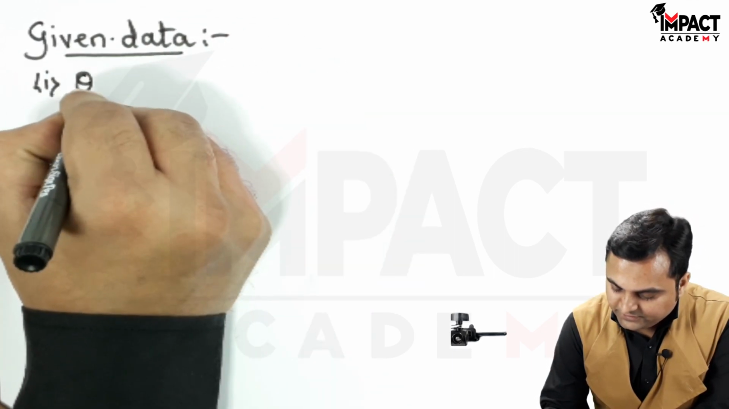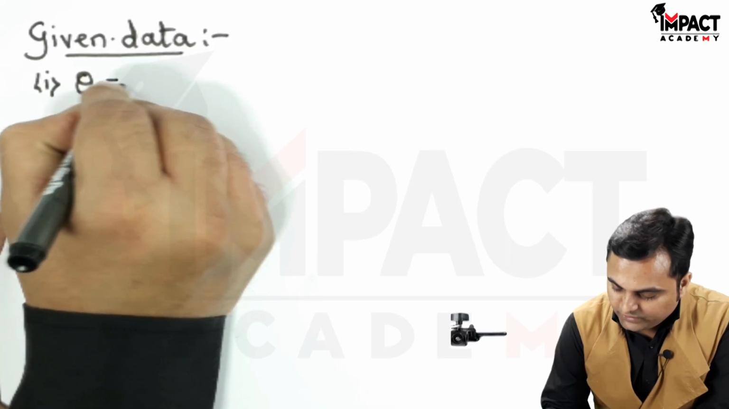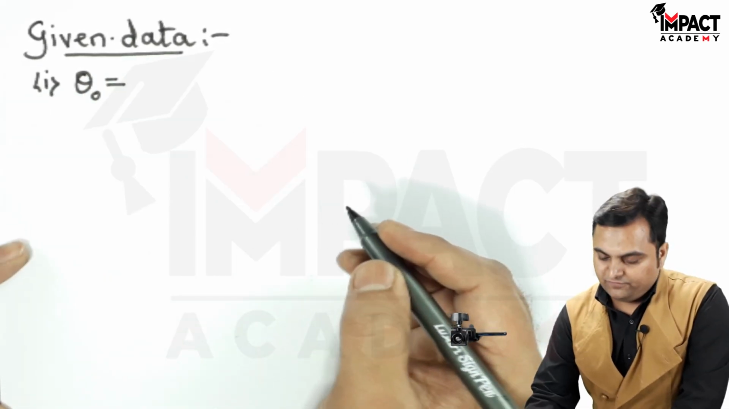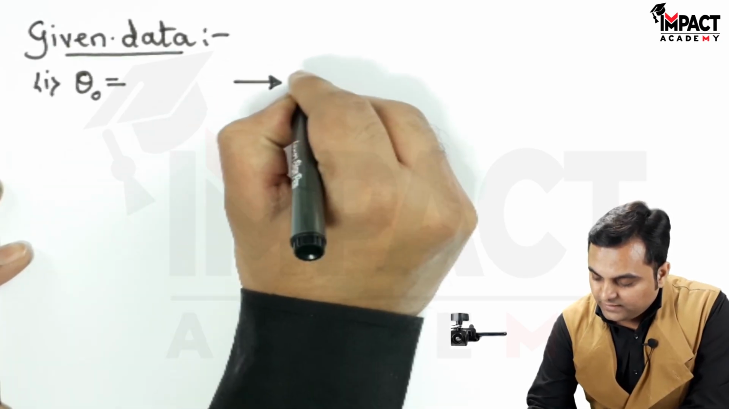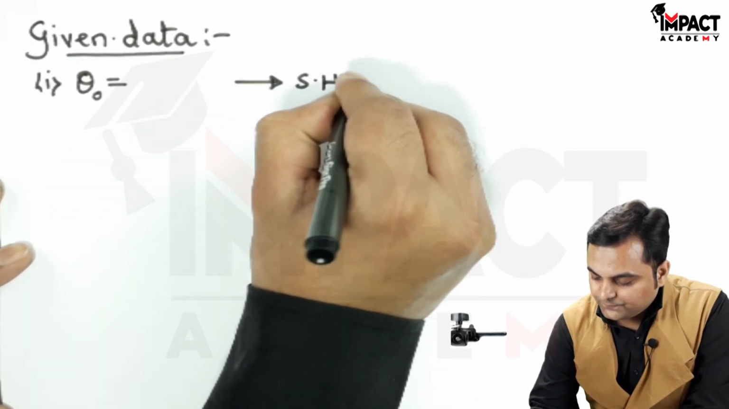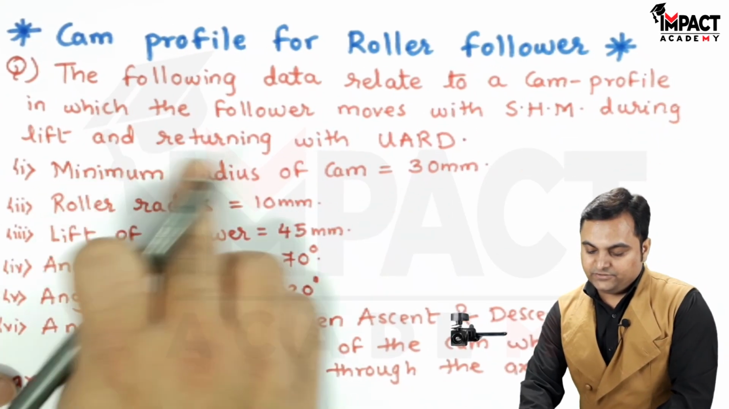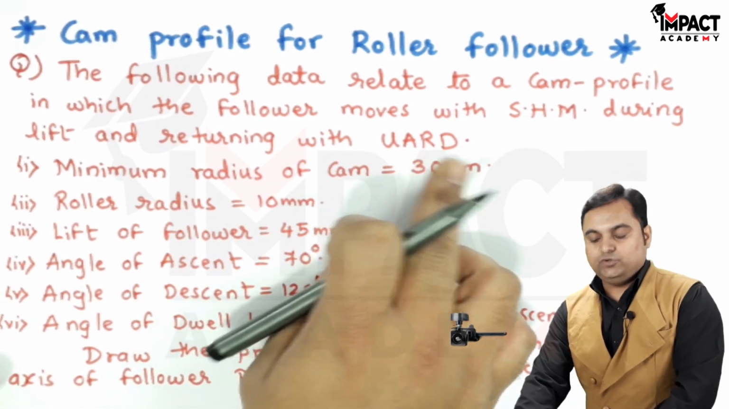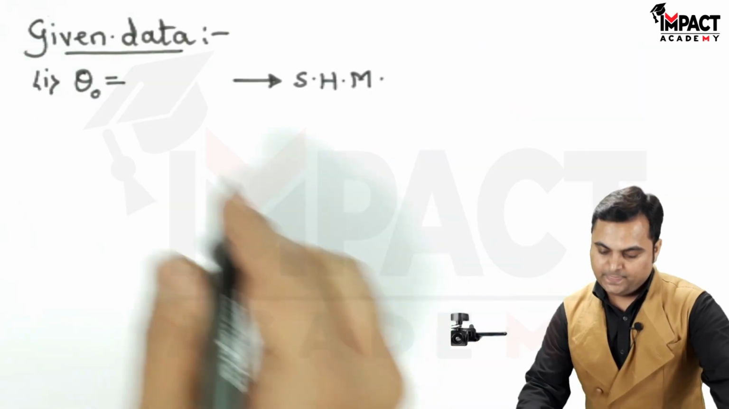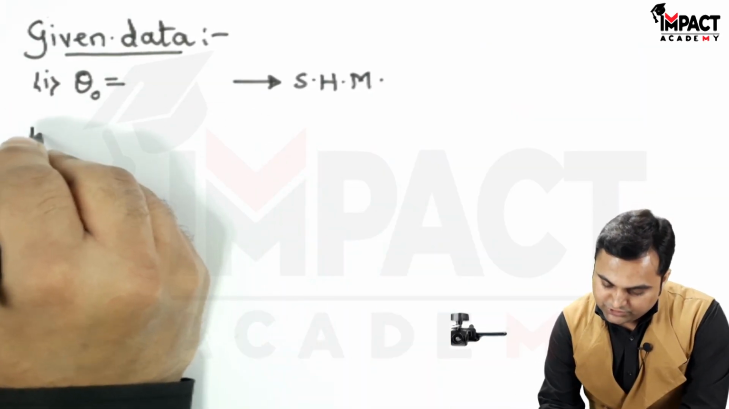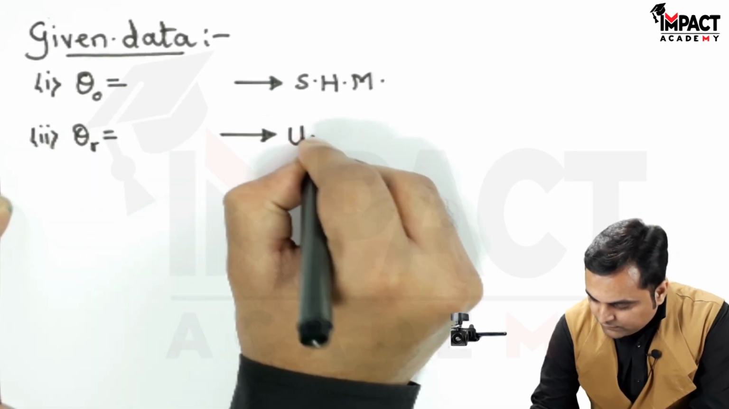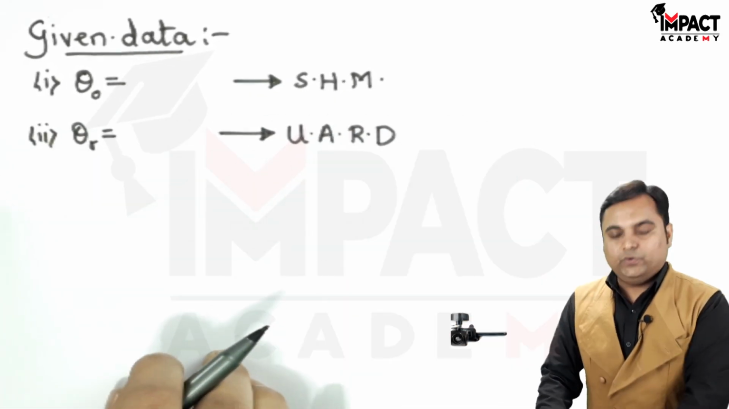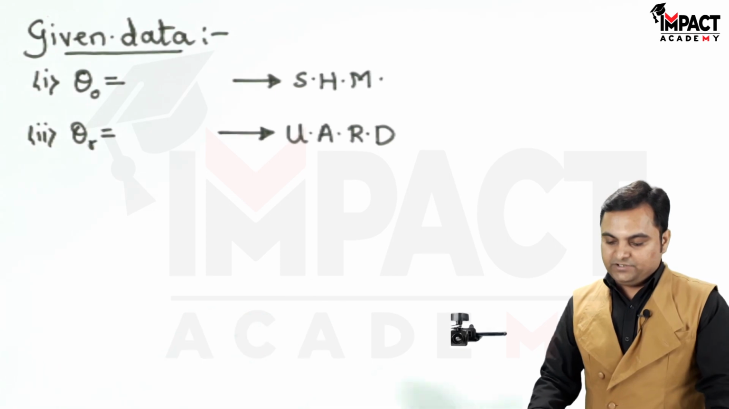So I am writing theta out. We will see later what value is given for that angle, but it is said that the outstroke is with S.H.M., simple harmonic motion, and returning with UARD, that is uniform acceleration and retardation. So the return stroke, which is theta suffix r, is with UARD, uniform acceleration and retardation.